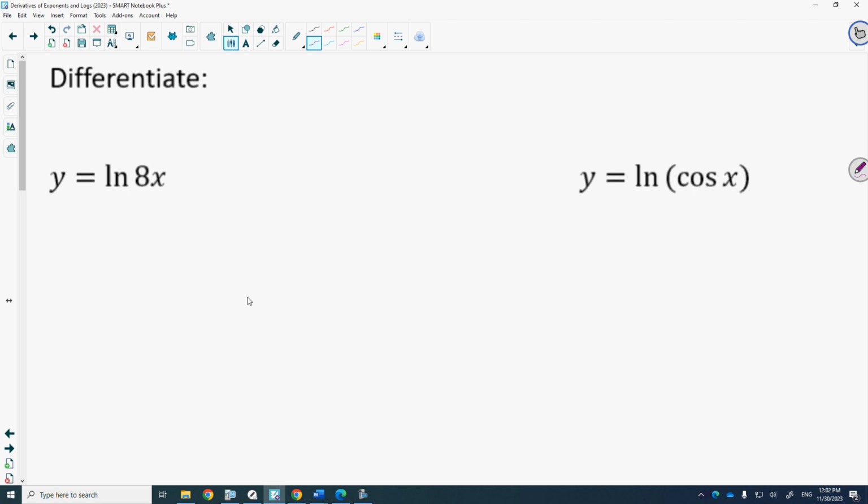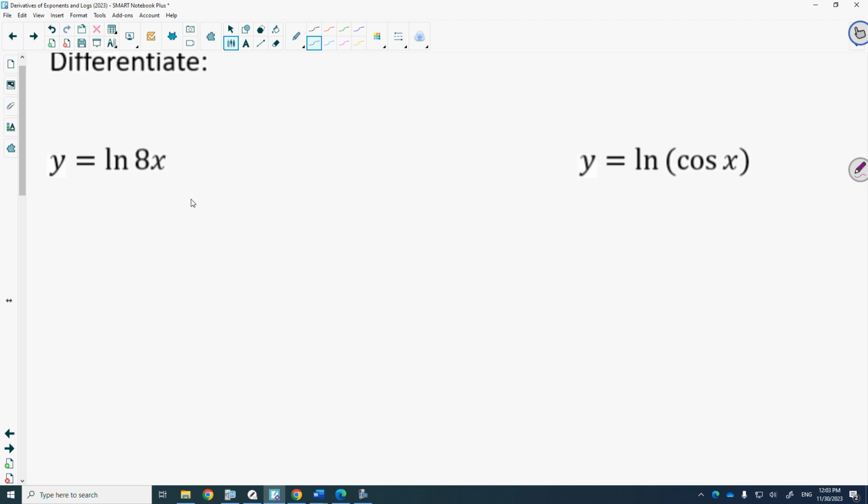Okay, let's look at some other examples here. Differentiate with respect to x the natural log of 8x. I'm going to show you two different ways that we could look at this question. u is my argument, which is 8x. u prime, the derivative of 8x, is 8. And then from here, the derivative would be u prime over u. So 8 over 8x, which is 1 over x.